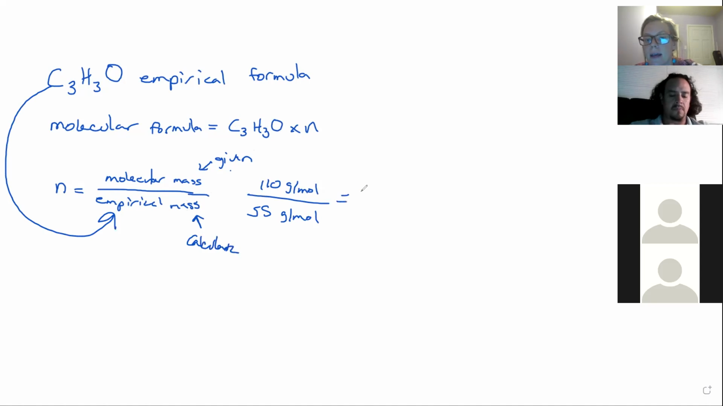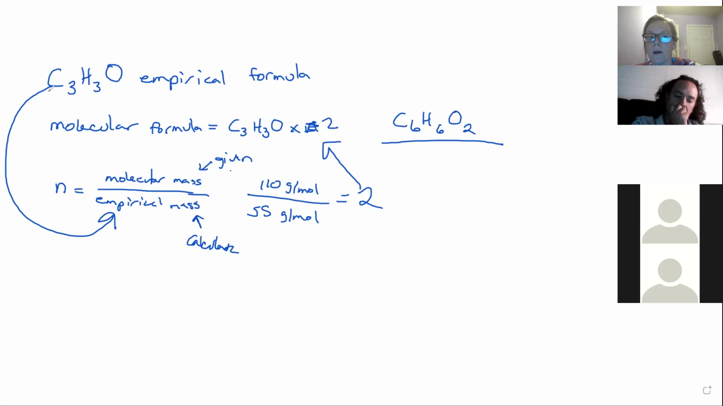So this gives us an N value of 2. Or our molecular formula is twice as big as our empirical formula. So take the 2 and thread it back in here. This is now a 2. That's going to be C6H6O2. We now have a formula that's twice as big as our empirical formula.